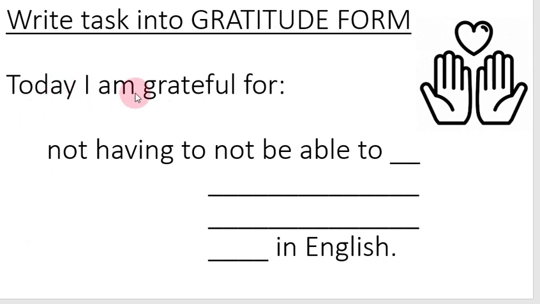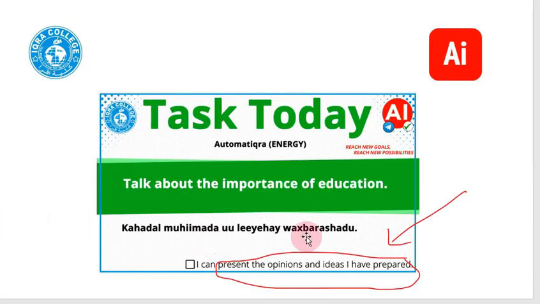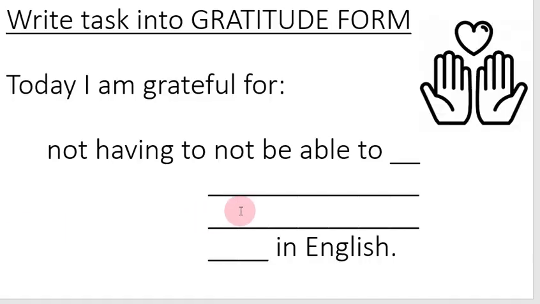The form is: today I am grateful for not having to, not be able to, and so on in English. So in this empty space, you will simply take this statement and put it in here in this empty space. That's it, and write this whole thing. And I'll show you an example later, so don't worry. But before we do that, let me explain through an example here.